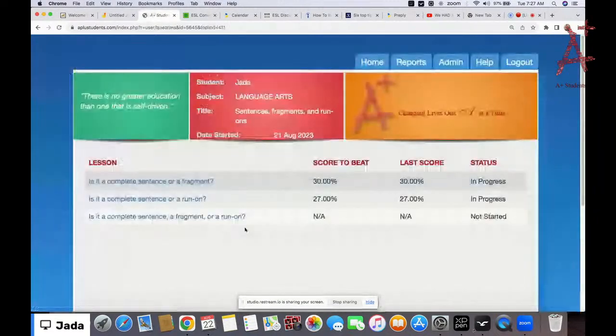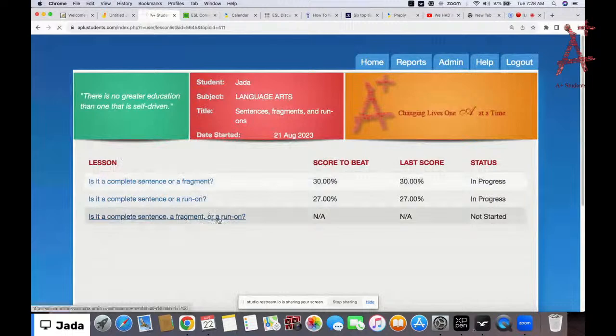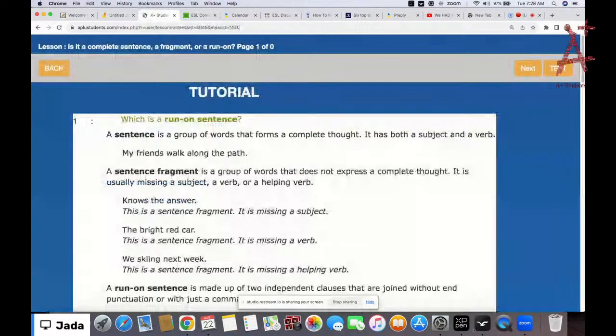So the last one is like a compilation of all. Is it a complete sentence, fragment, or run-on? Now this is joined together everything that we've done so far. So it's you having to figure out the sentence fragment, which one is a run-on, from all of the above.